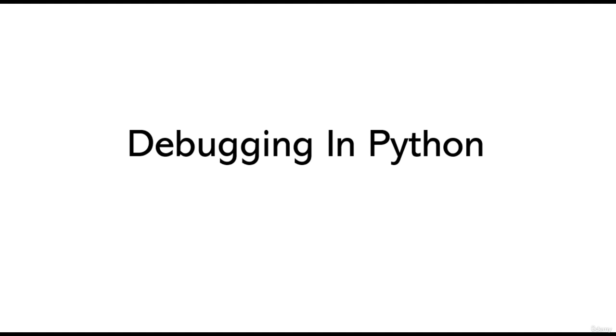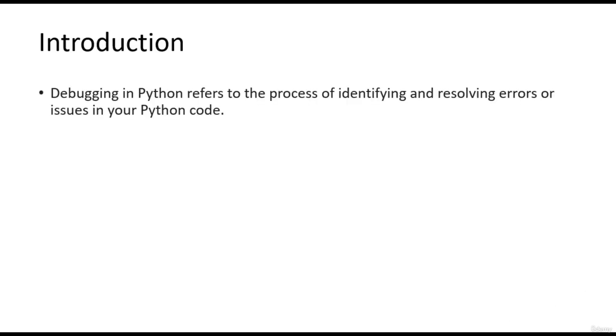So let us understand what we mean by debugging. Debugging is the process of finding and fixing errors present in your code. Let us say you run a program and it crashes or does not produce the accurate result. At that point, debugging will help you identify and resolve these types of issues.